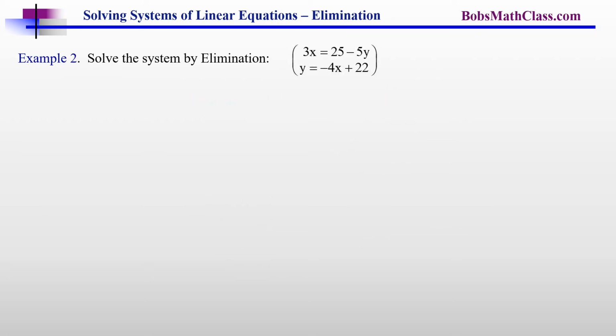Okay, here's the next problem. This one does not have the equations in the proper form, ax plus by equals c. So the top row, we're going to move the 5y over. So it'll be 3x plus 5y equals 25. Same thing in the bottom row. Add 4x to both sides. So there's our new equations.